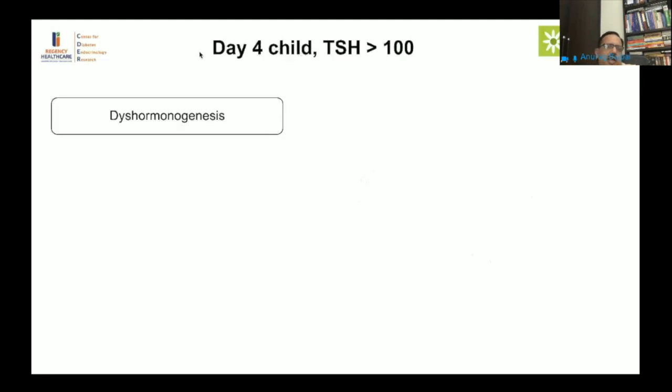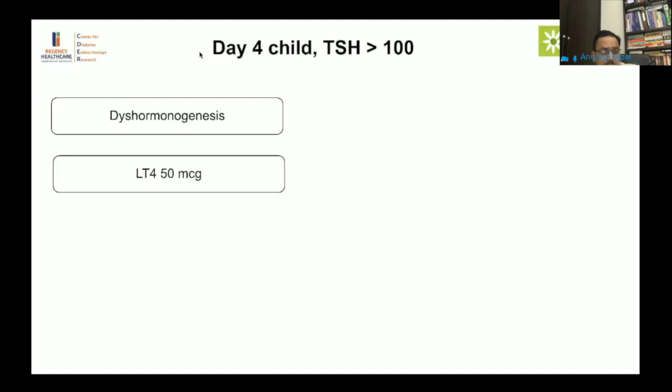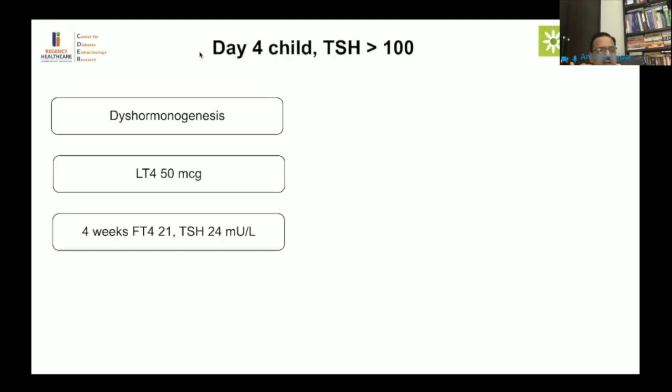Another child, a day 4 child, has a TSH level of more than 100. In this child, a diagnosis of dyshormonogenesis was established. He was started on thyroxine, and 4 weeks later, his FT4 is on the higher side, but TSH levels are also high. So what do we do? Do we increase the dose, or do we continue the same dose? Is this child actually controlled on this dose of thyroxine? What are the options you would like to go for?